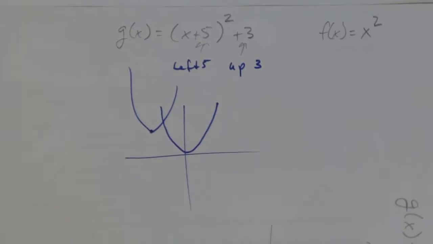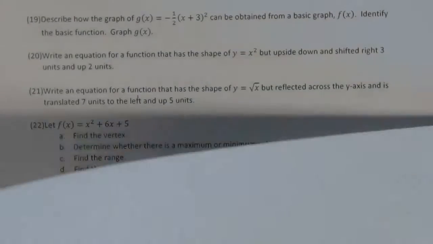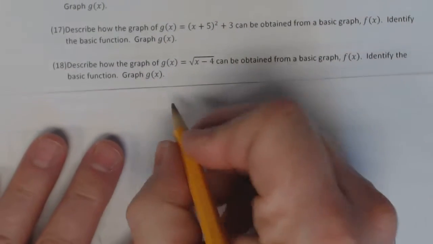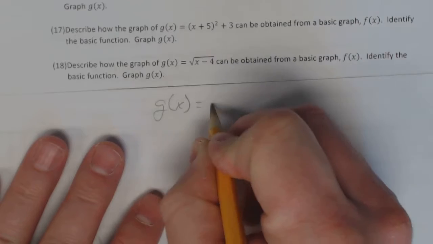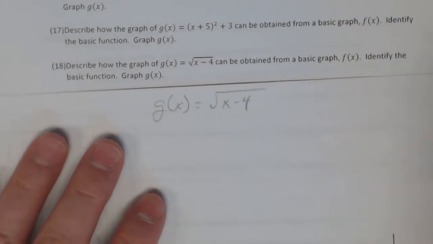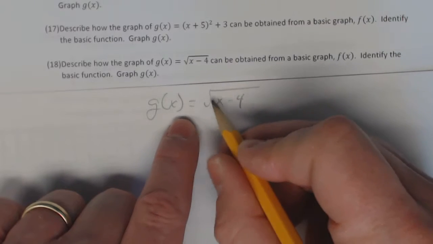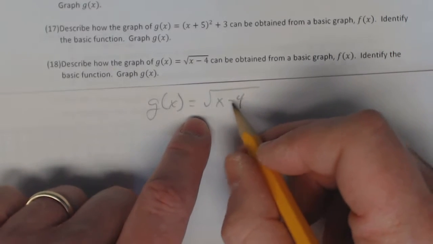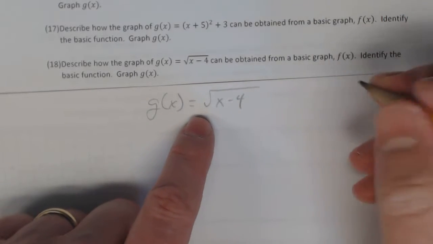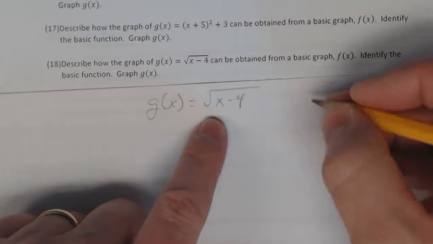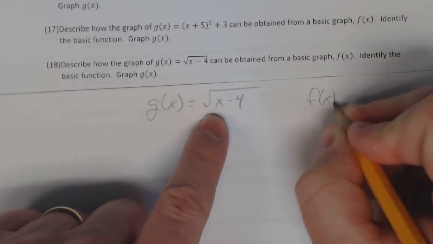Excuse me. All right, number 18. So here's your original. And what's this based off of? Well, the square root is the operation here. The -4 is not really the original basic function. It's the operation of square root that is the original function.